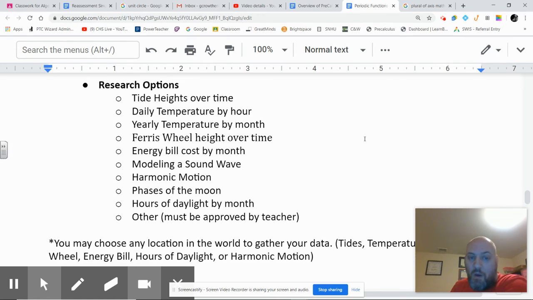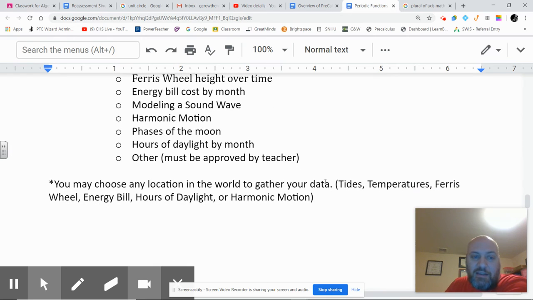Sound waves, harmonic motion, phases of the moon, if you're into astronomy or science, hours of daylight by month. We did a problem on Denver and compared that to Seattle. And if there is something else you'd like that you know of that is periodic, just let us know so we can verify that, yes, you are on the right path and that's good to go.